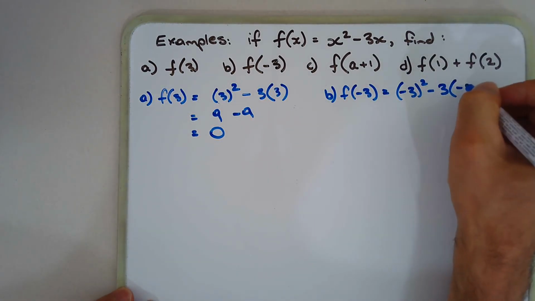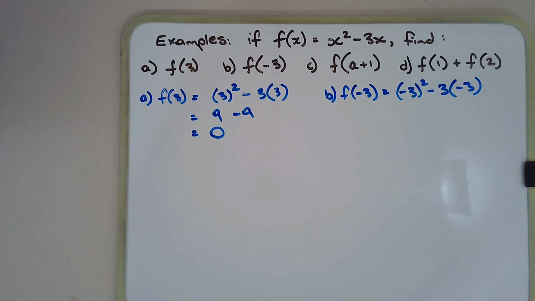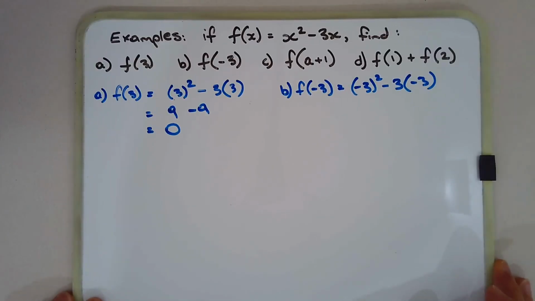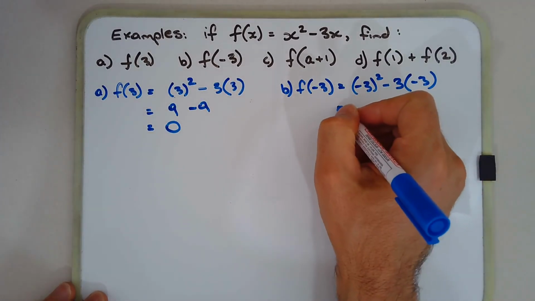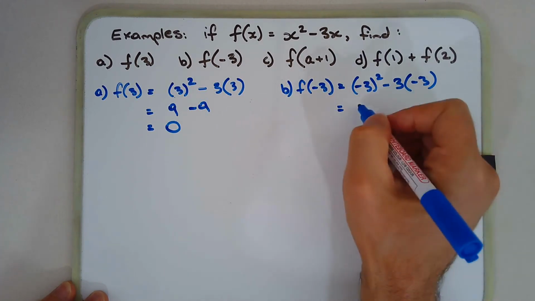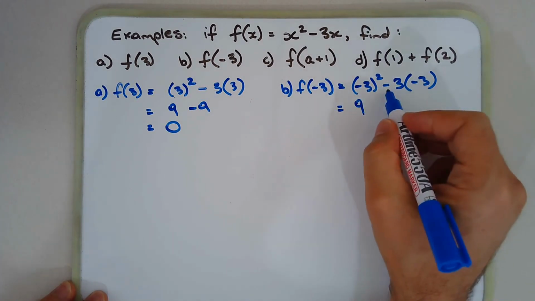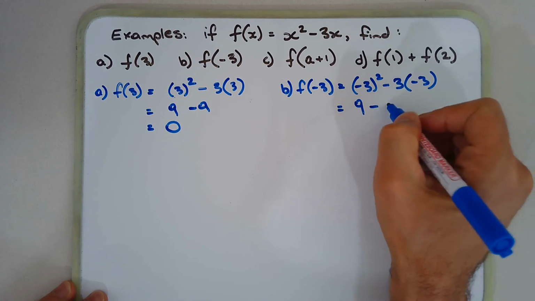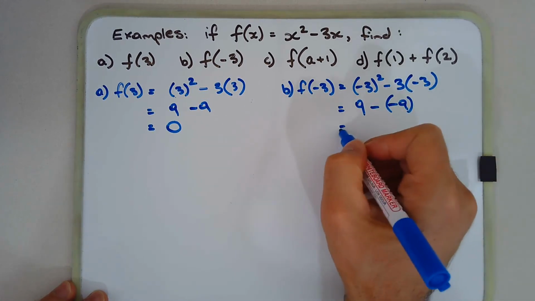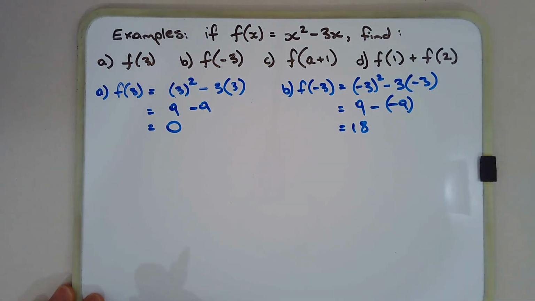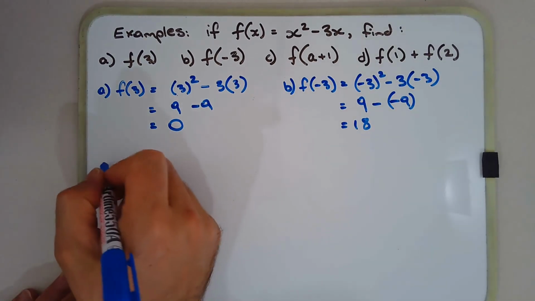-3 outside of -3. Again, good use of brackets there. Make sure we don't make these mistakes. -3 all squared is 9. Now minus -9, so minus -9, and that will be 18. All right, let's have a look at part C.